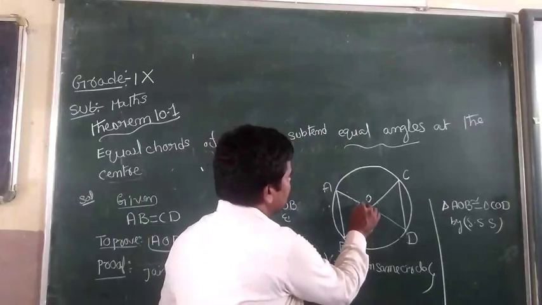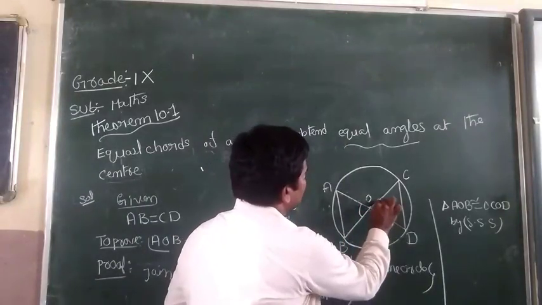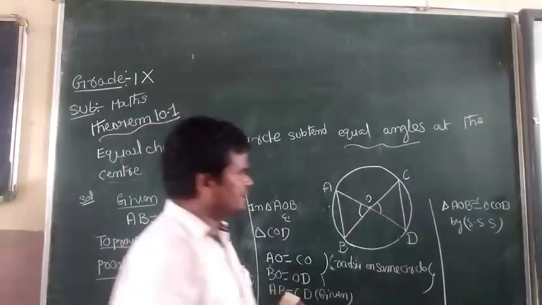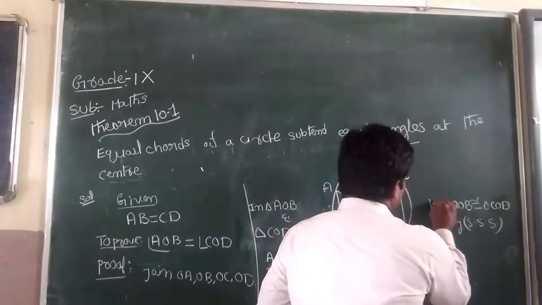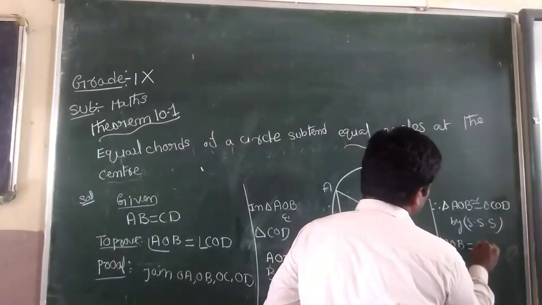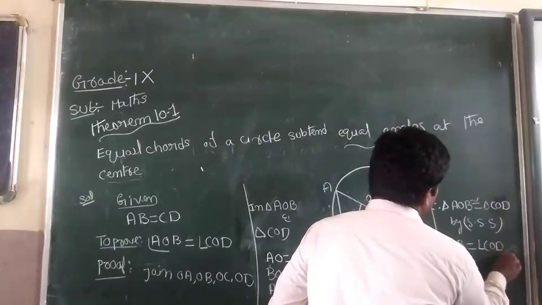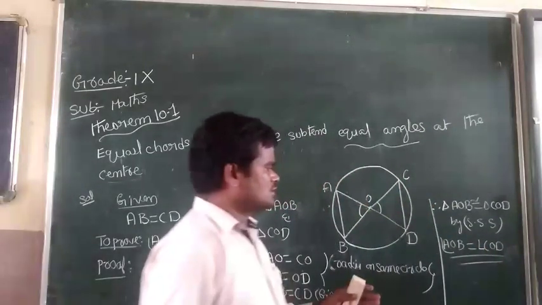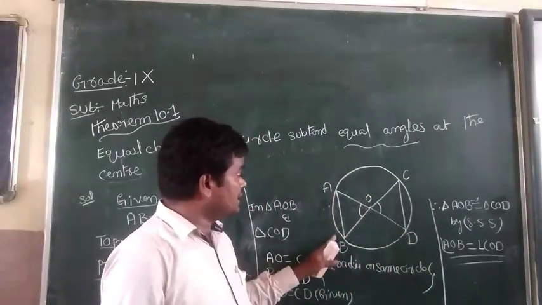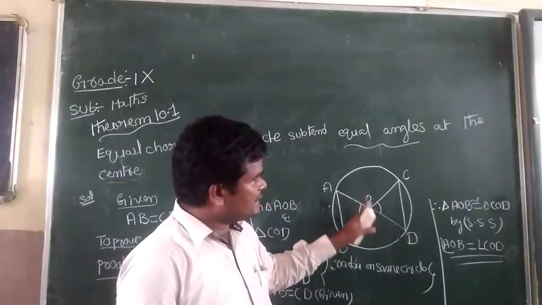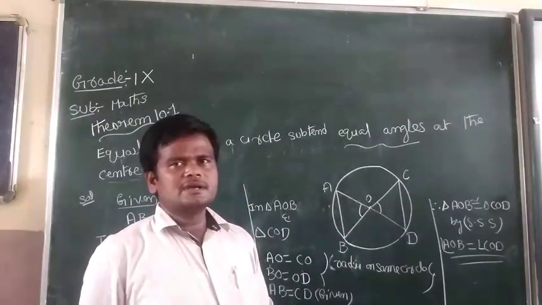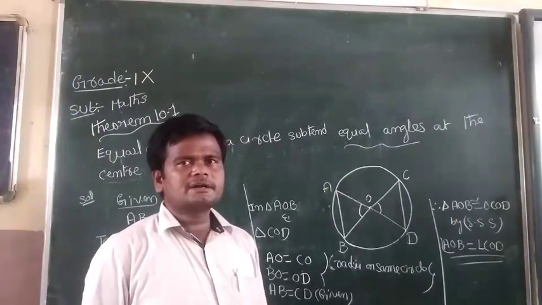So angle AOB equals angle COD. Therefore angle AOB is equal to angle COD. Angle AOB is the subtended angle of chord AB, and angle COD is the subtended angle of chord CD. These two angles are equal. So this is the proof of theorem 10.1.